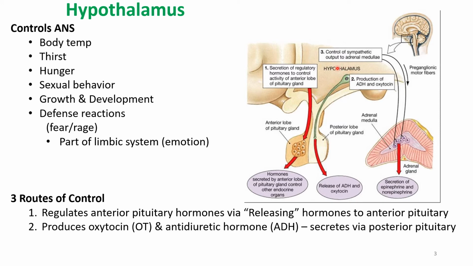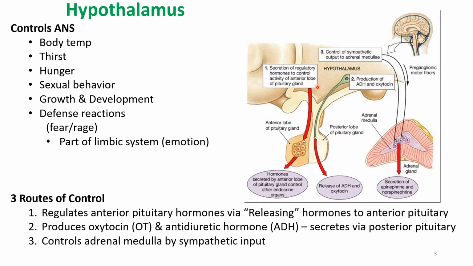It's also going to make hormones that are going to come down through neurons that are going to release those hormones directly into the bloodstream. And those hormones are going to be oxytocin and antidiuretic hormone. And we're going to look at these guys in detail. They're getting released from the posterior pituitary gland.